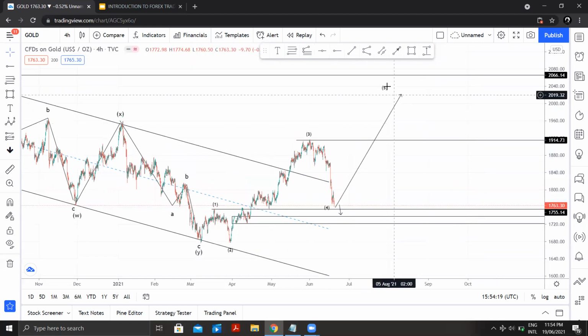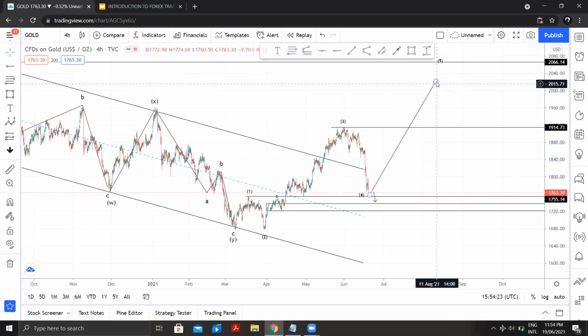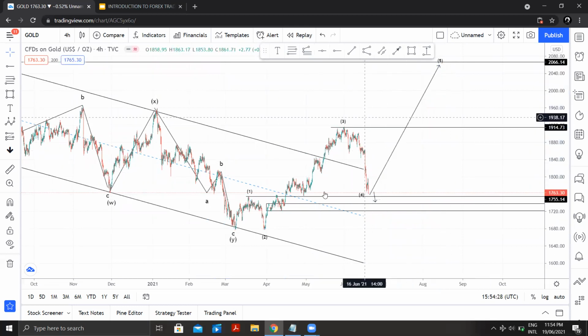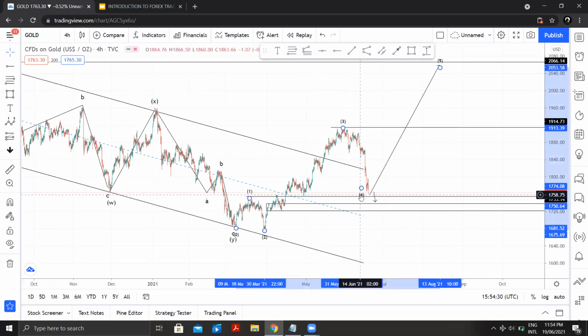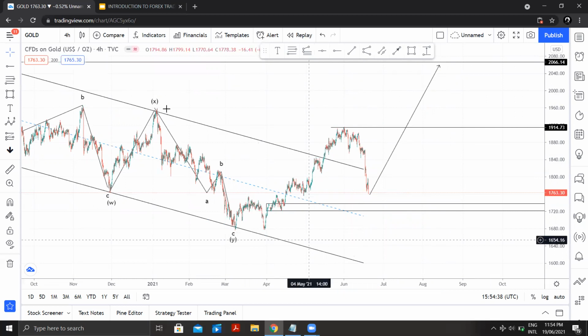and it might get to 2000. We might see 2000, 2066. But if price breaks, then this count is invalid. And the next thing to do, if this count is invalid and price breaks into this level, is to look at supply and demand.